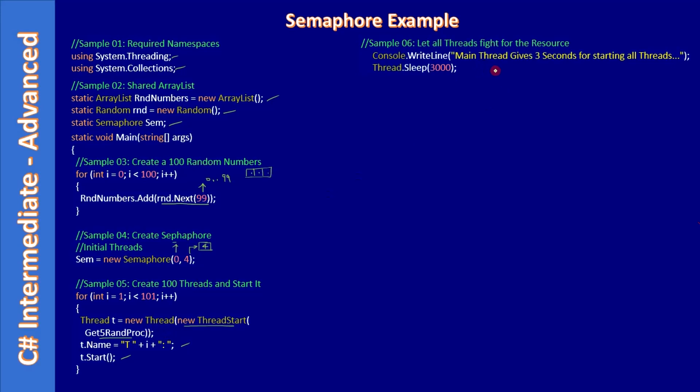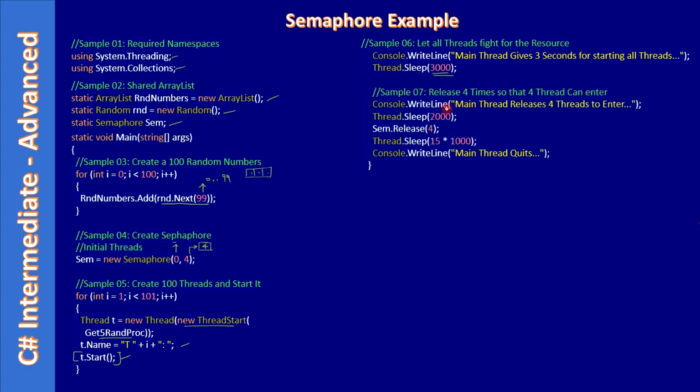After that, we print a message stating the main thread gives 3 seconds for starting all threads. All threads means all these 100 threads. We give just 3 seconds, and that's enough to start. Why? Because we already made the call to start. So 3 seconds is more than enough for these threads to enter this procedure.